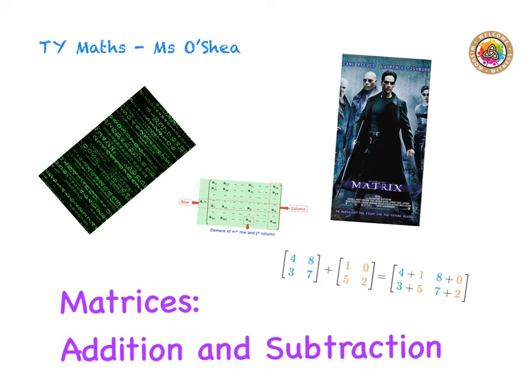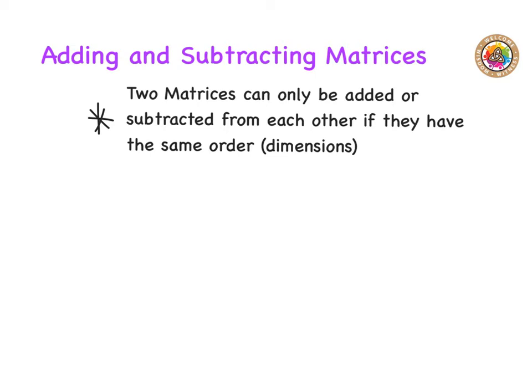Okay, and so today in the matrix we are going to look at the addition and subtraction of matrices. Our two rules here when we're adding and subtracting matrices: our first rule says two matrices can only be added or subtracted from each other if they have the same order or the same dimensions.